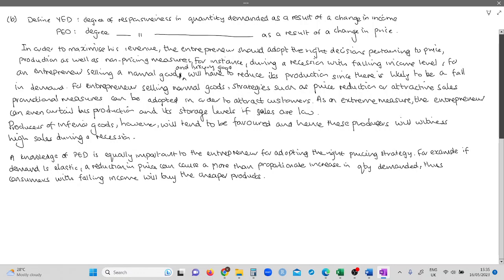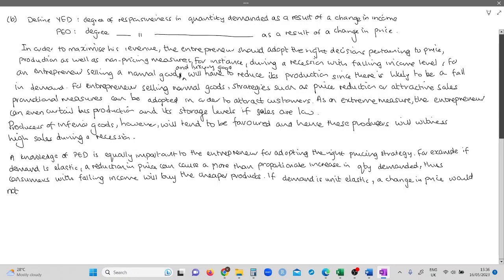So the business whose prices are high will witness falling sales, because consumers will not want to buy their product. Now we also have, for example, if demand is unit elastic, a change in price would not influence revenue because the quantity remains basically more or less the same.